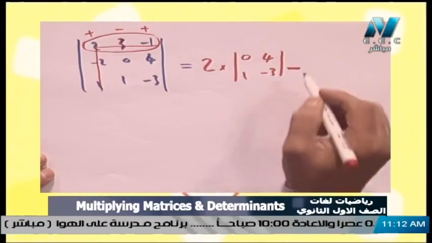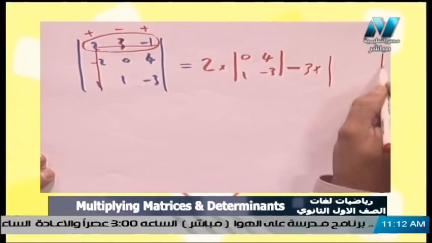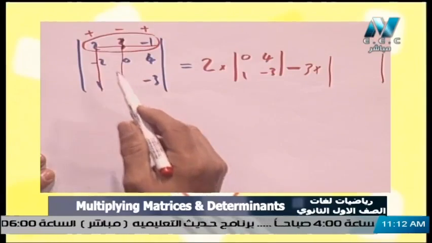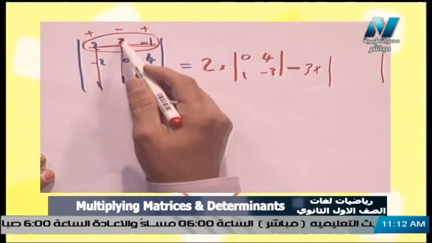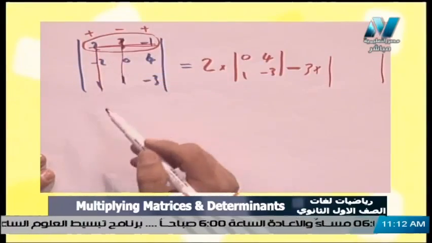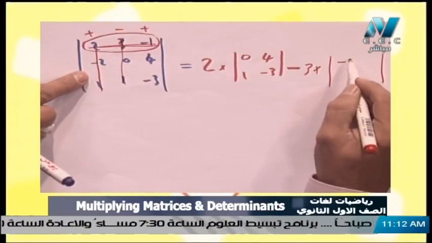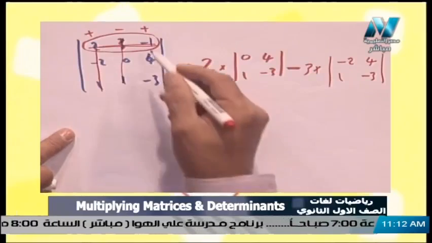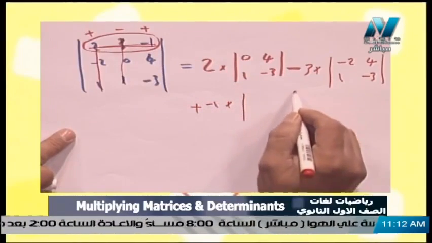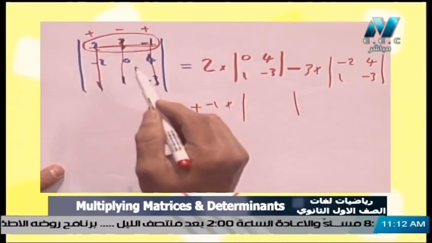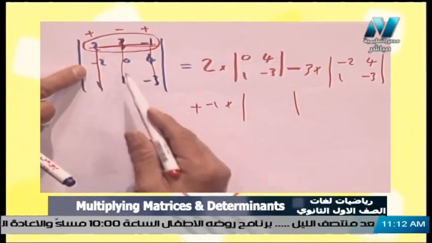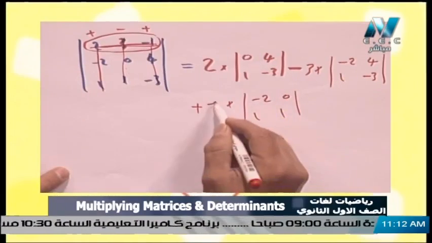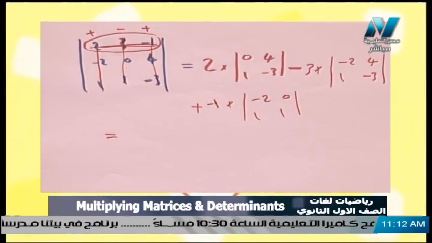So we have minus 3 times, here we have to cancel the first row and the row and column of 3, and the determinant will be negative 2, 4, 1 and negative 3, plus the last one, negative 1 times, we have to cancel the row of negative 1 and its column, so the remainder negative 2, 0, 1 and 1, and try to find the answer now.